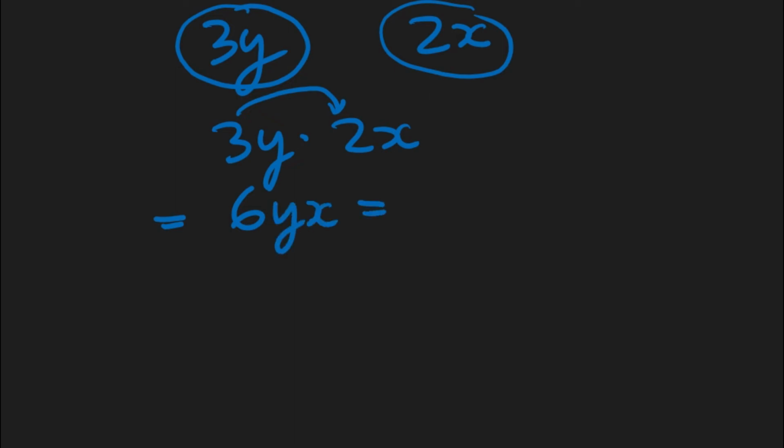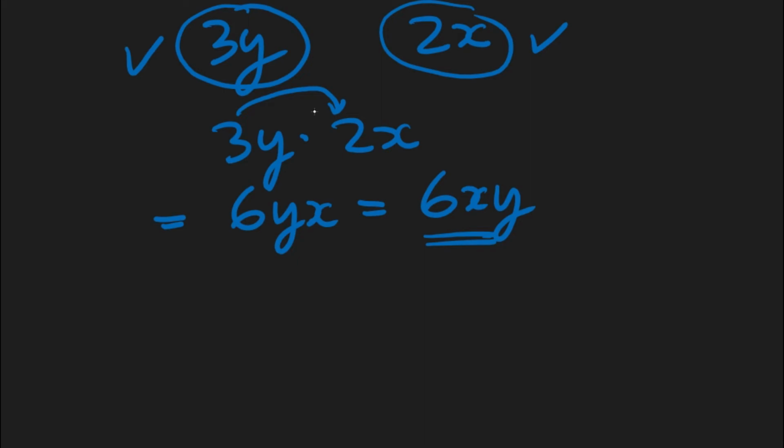Let's multiply them together to produce a new algebraic term. That is, 3y times 2x will be equal to, let's multiply the coefficients 3 and 2 together. 3 times 2 is 6, and y times x is yx. Usually we write the variables in alphabetical order, so that will be 6xy. This is the new algebraic term that we get after we multiply 3y and 2x together.